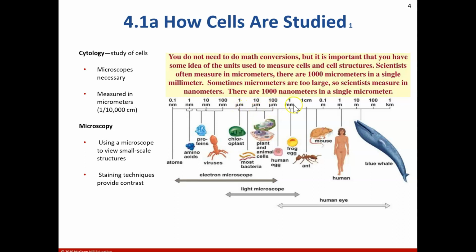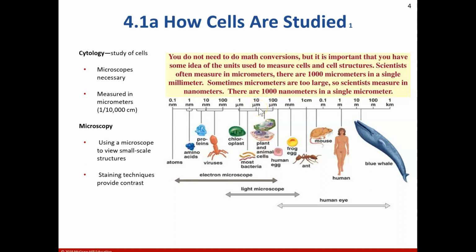And if we go above that, we have our millimeters. There are 1,000 micrometers in a single millimeter. And sometimes these micrometers are too large for scientists, so they have to measure down into nanometers, in which we can see things like viruses, proteins, and amino acids, and even atoms. And there are 1,000 nanometers in a single micrometer.